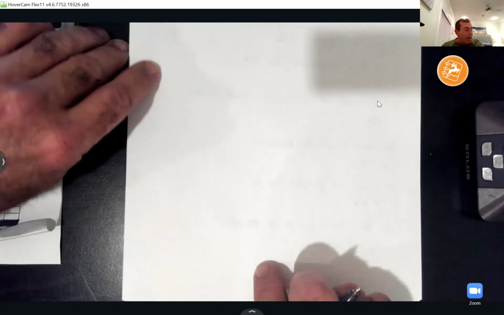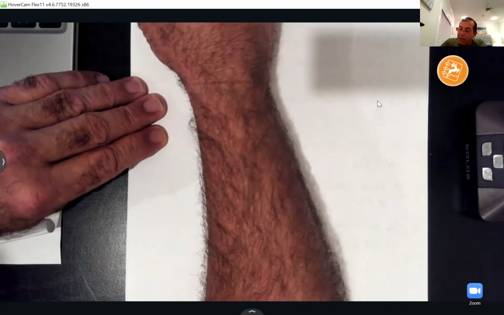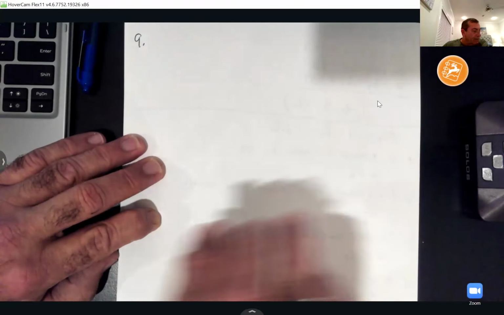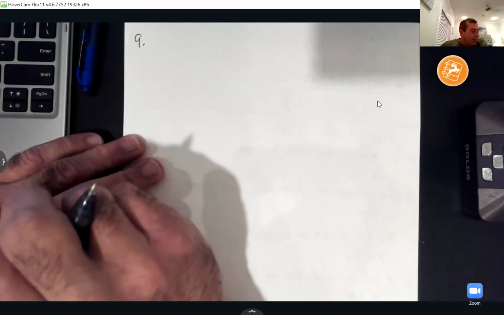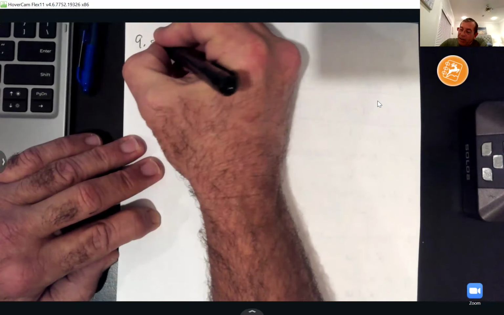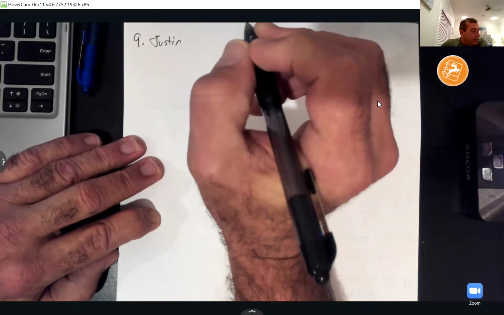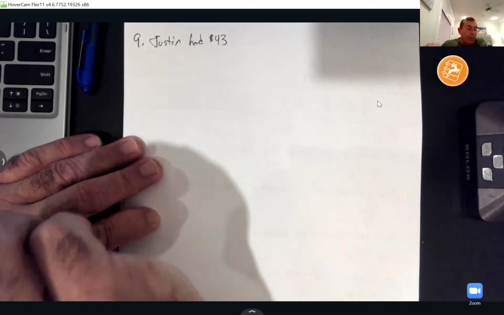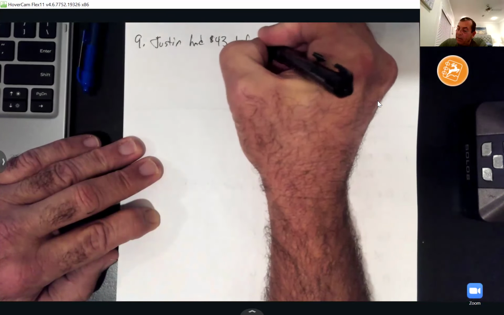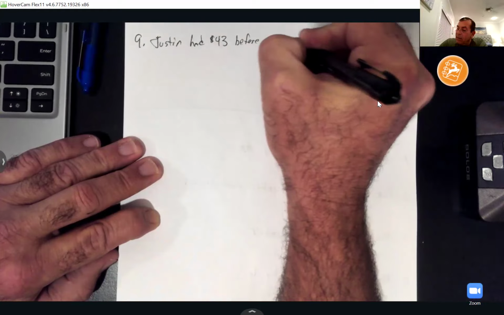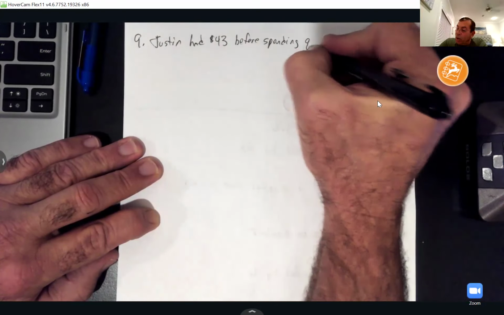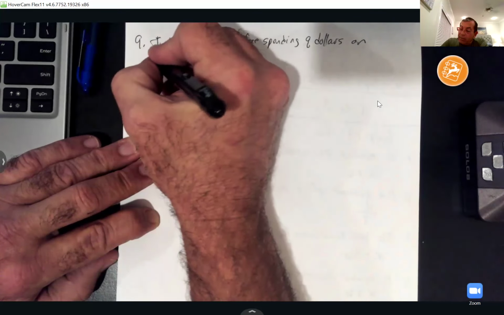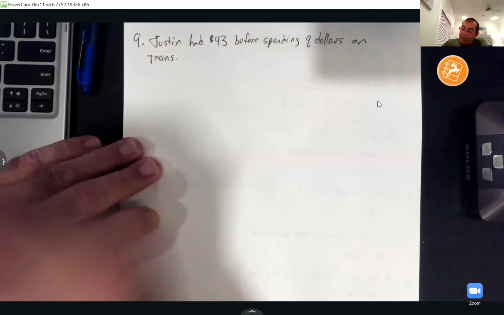All right, so those aren't too bad. So let me go to the last two they're doing. So this would be like number 9 here. So check this out. Justin had $43 before spending Q dollars on jeans. How much money remains?